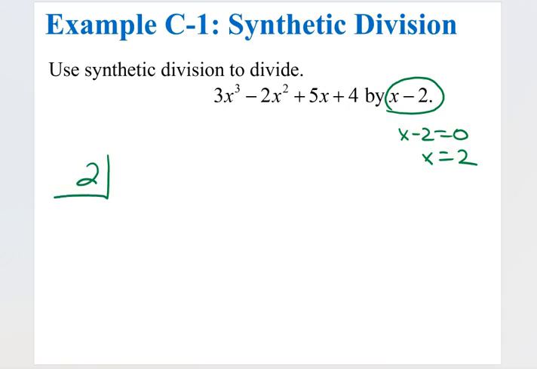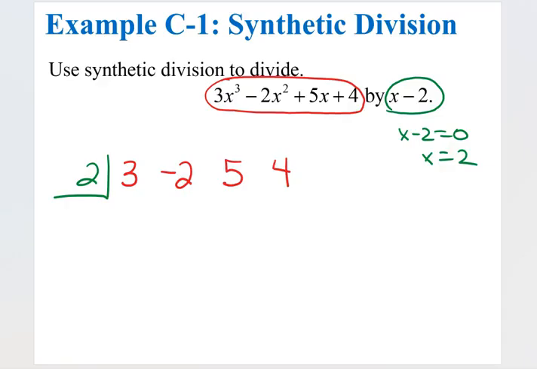All right, then I take my dividend and I take those coefficients and I put them in order. Again, if you need a placeholder, very important that you put a placeholder there. So we have a 3x cubed, we have a negative 2x squared, we have a 5x, and we have a 4. So no placeholder needed. All of my terms are in order and are represented. All right, and then I'm going to put a line down here. Okay, so this is how it works.